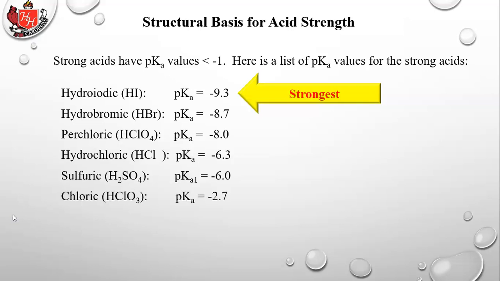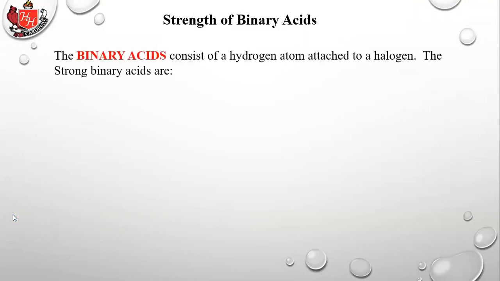Chloric acid, pKa of -2.7. Nitric acid, a pKa of -1.4. And that's the weakest of the strong acids. The binary acids consist of a hydrogen atom attached to a halogen. The strong binary acids are hydrochloric acid, hydroiodic acid, and hydrobromic acid. Hydrofluoric acid, although it looks like the other three, is not a strong acid.